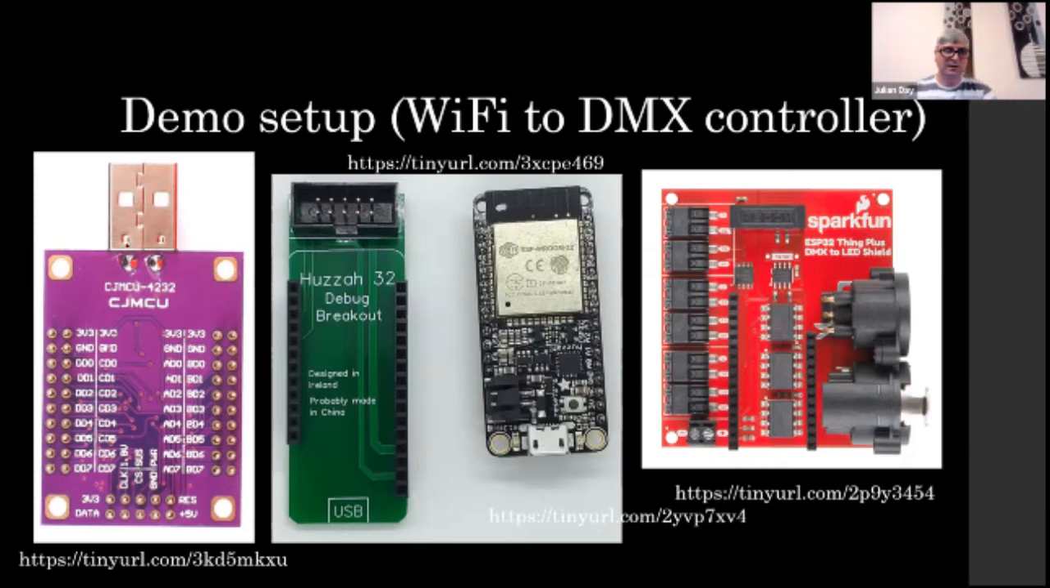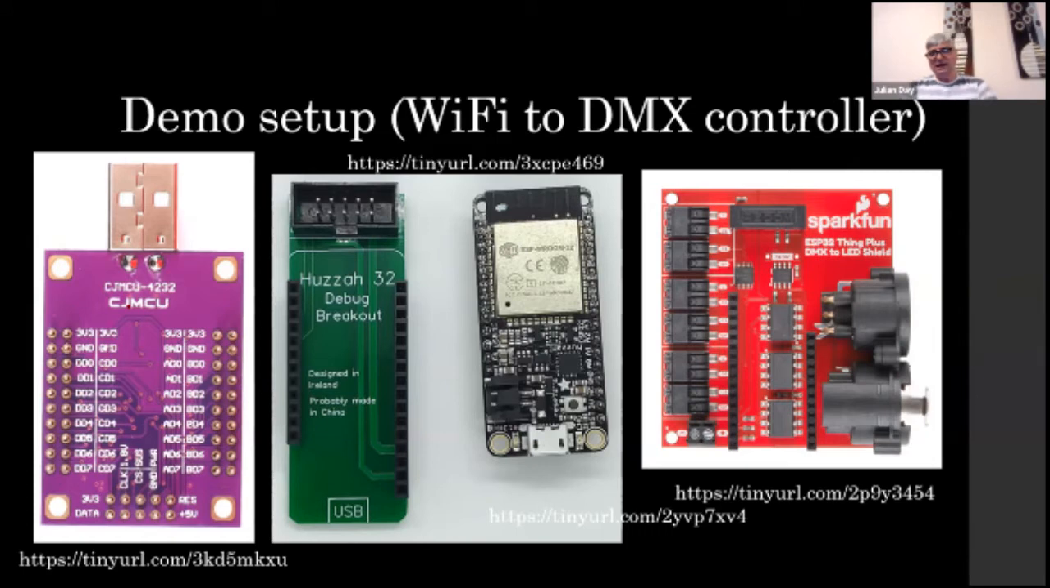So my JTAG adapter is this CJMCU 4232. So this has actually got 4 channels, although only channel A and channel B do JTAG. The other channels will do ordinary serial ports as well.